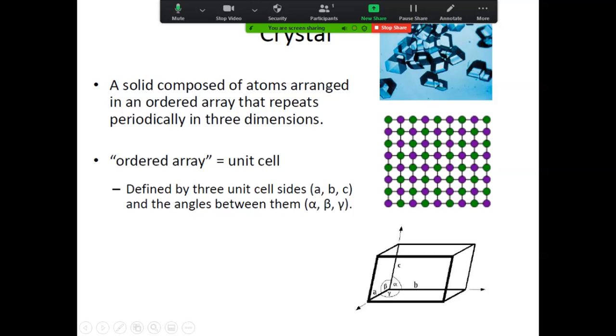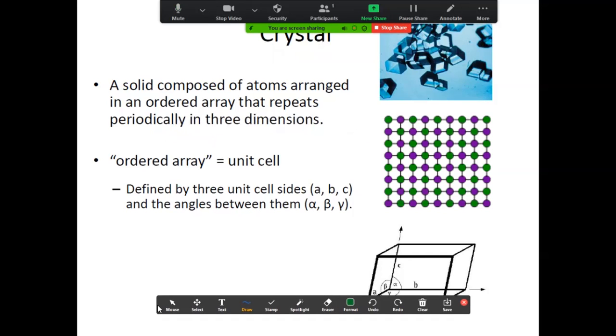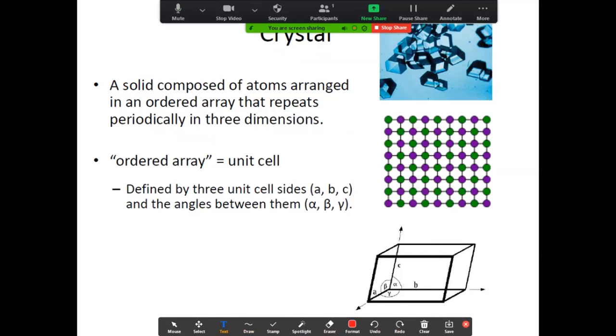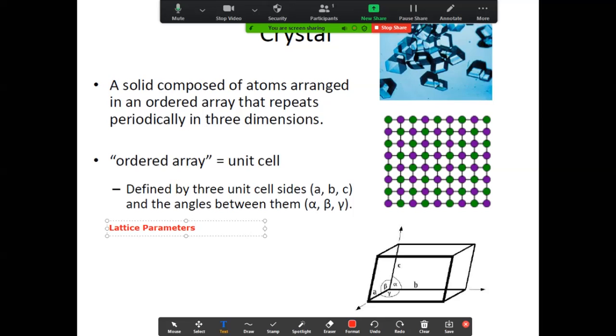These unit cells are defined by 6 what we call lattice parameters. The lattice parameters are the lengths A, B, and C, and the angles alpha, beta, gamma. You can remember the angles because alpha stands for A, which means it's the angle between B and C. Beta stands for B, which is the angle between A and C. And gamma stands for C, which is the angle between A and B.